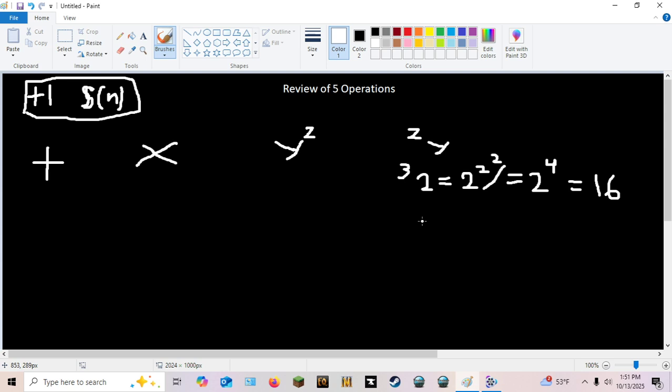And if it's 2 tetrated to 4, it's gonna be 65,536. The next operation is pentation, but it'll hurt your brain even more, so don't think about it. Bye, guys.